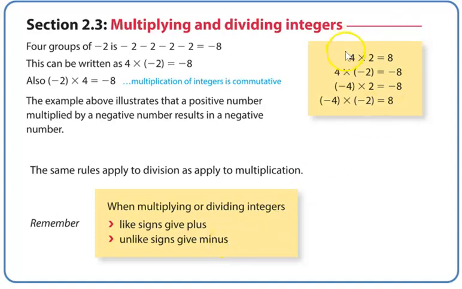So here's some examples. 4 times 2 is 8, so a plus by plus gives a plus, so same signs give plus. 4 times -2 was -8, so different signs give minus, so plus by a minus gives a minus. -4 times 2 gives -8, so different signs give minus, or minus by a plus gives a minus. And -4 times -2 gives +8.